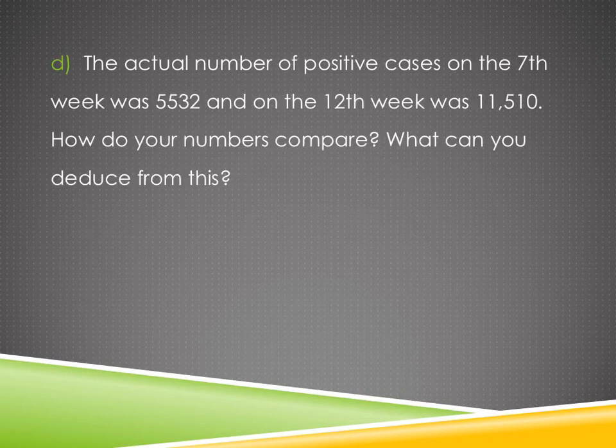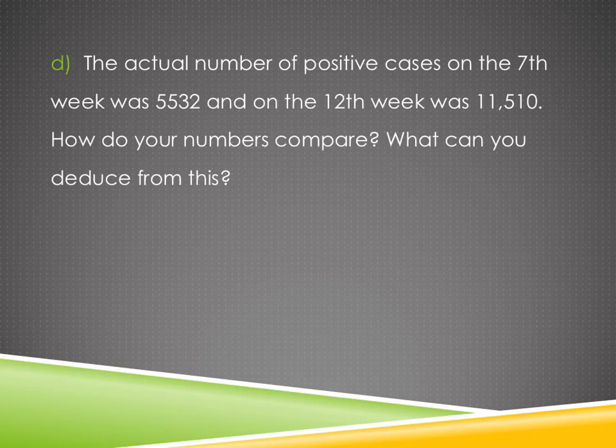Okay, so on part D, I'm giving you a little bit of real life situation. The actual number of positive cases on the 7th week was actually 5,532. On the 12th week was 11,510. The question is, how do your numbers compare and what can you deduce from this?